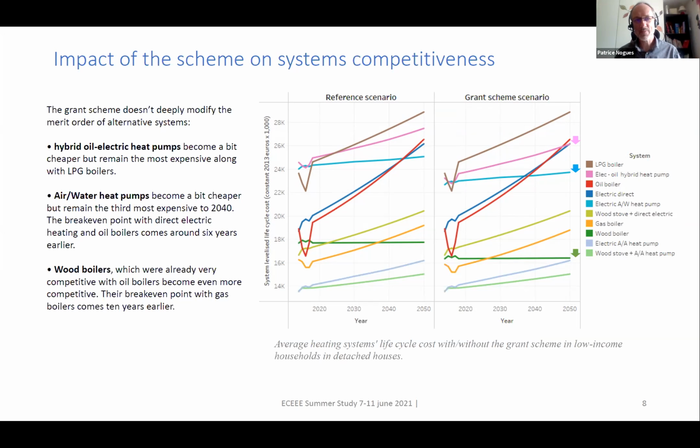So in fact, you provide money to people who will not change their behavior and just take the money. So for instance, the hybrid oil electric heat pumps, they were very expensive, and now they are a little bit less, but they are still on the top of the ranking. And on the other side, wood boilers were already cheap, and now they become a bit cheaper. So they will progress a bit quicker, but you will not change the mix of systems.